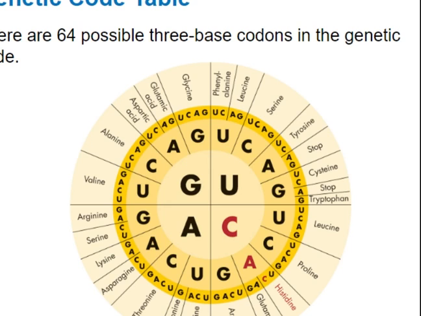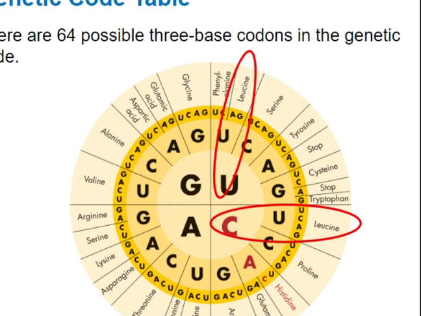Most amino acids can be specified by more than one codon. If we look at leucine, we see that leucine is in 2 different places on this genetic code table, and each of those places has multiple possible codons. Here we see leucine highlighted or circled. When we read the genetic code table, we read it from the inside out. So we can see that leucine can be coded by 6 different codons.